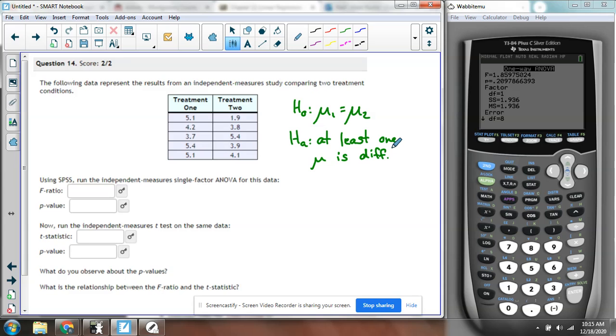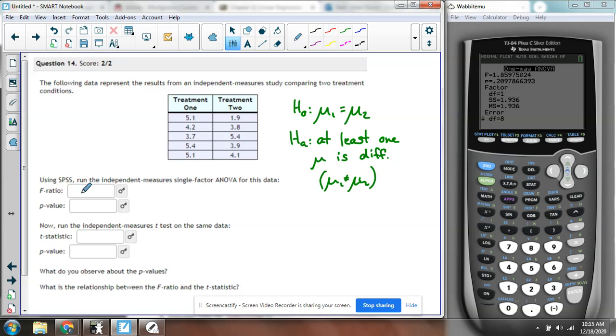That would make more sense if there was three. All you have to show is that at least one of the means is different than the other ones. But since there's two, we could just say this, or they're not equal. You could say or mu1 not equal to mu2. This is mu1 and mu2. Okay. So we have our data output.